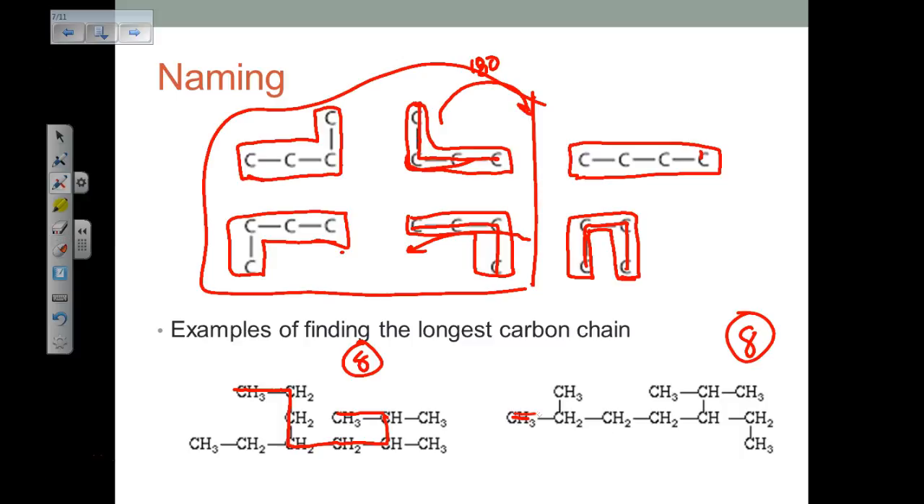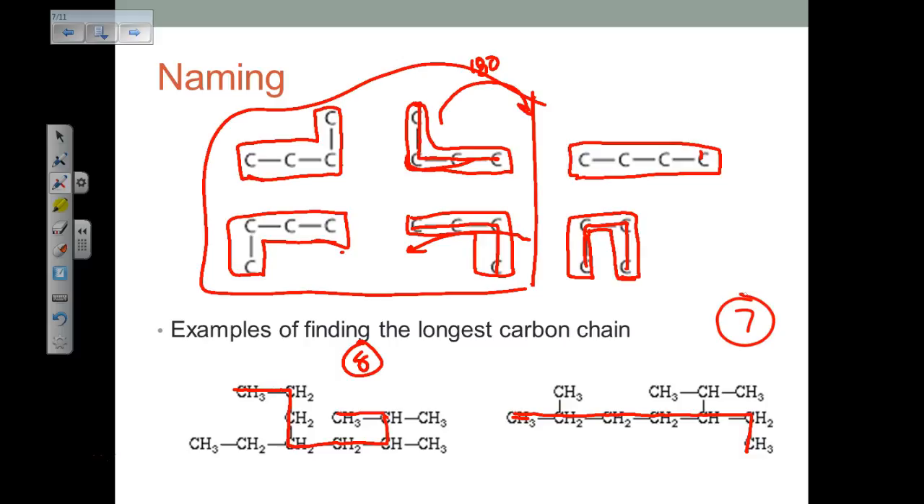1, 2, 3, 4, 5, 6, 7, 8. Let me double check that I counted that right. 1, 2, 3, 4, 5, 6, 7. Okay, so all through that whole thing, I counted wrong. I had the right chain, but I counted wrong. Excuse me. So that's 7.